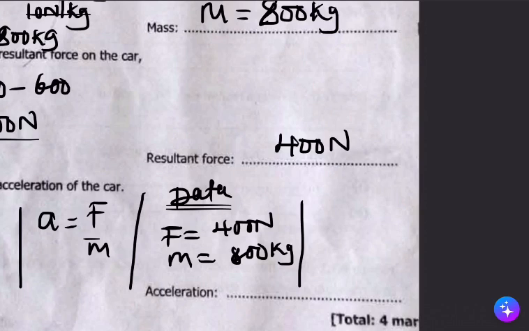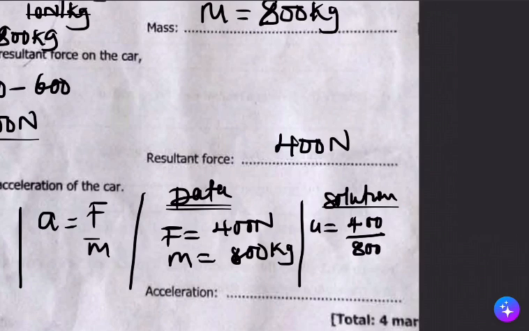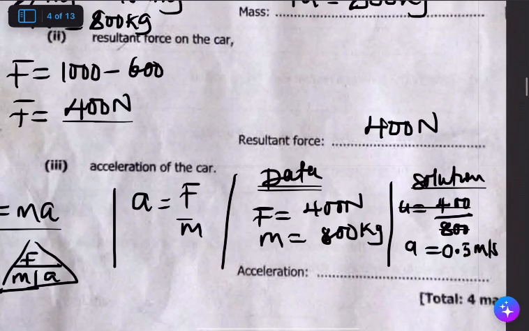We can state in the solution: acceleration is equal to the force, which is 400 newtons, divided by our mass, which is 800 kgs. As we divide, we have our acceleration to be 0.5 meters per second squared. So that's what we have. We can move on to the other question.